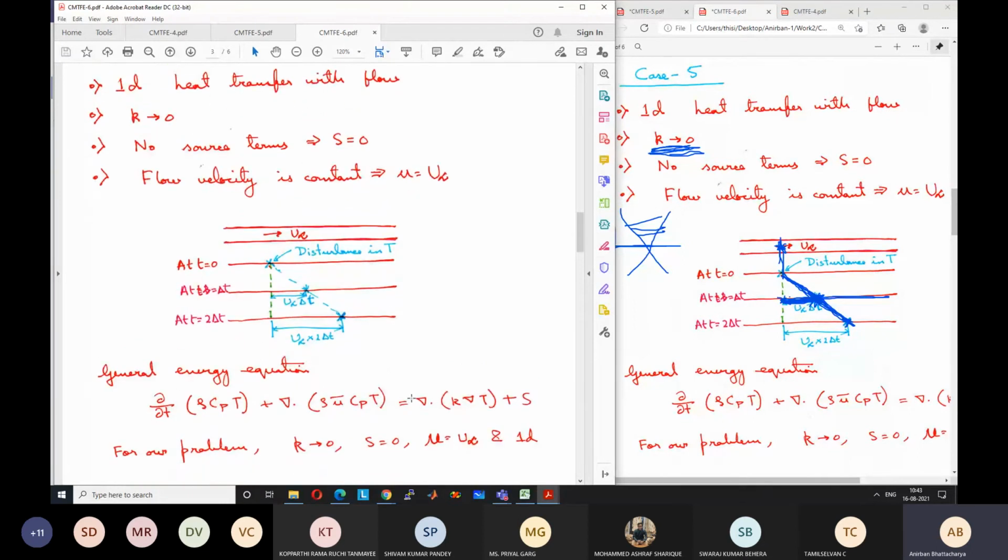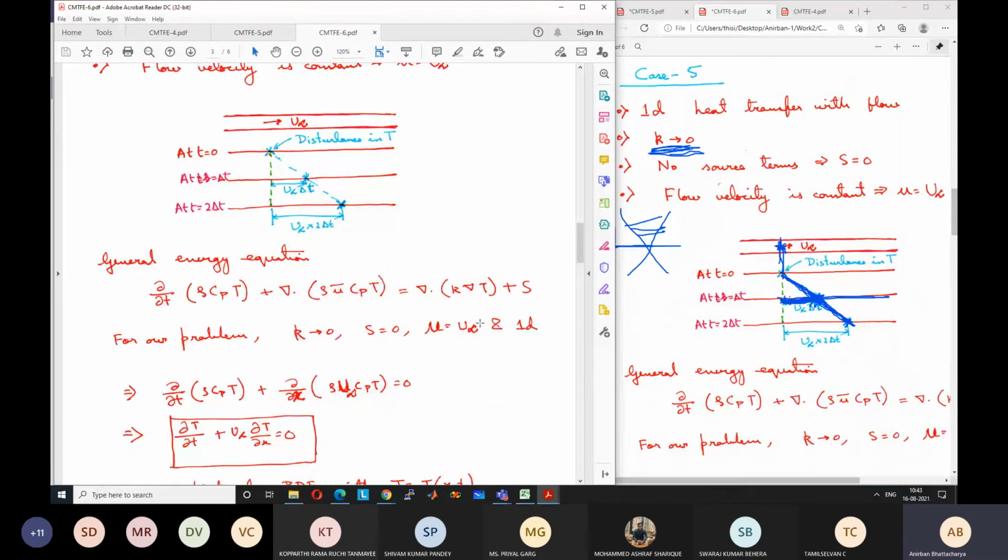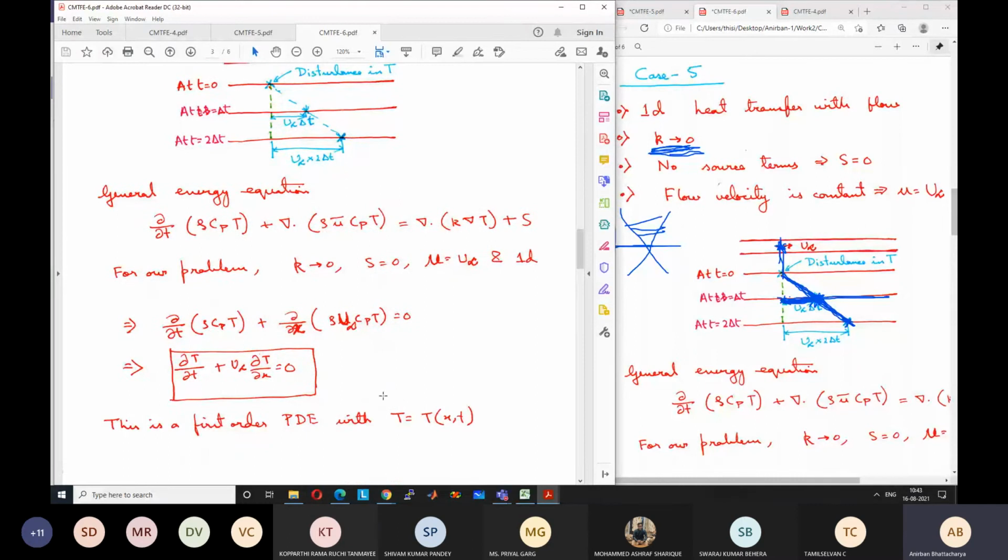u is a constant, u infinity, and we have a 1D problem, so all the derivatives can be written in terms of del del x. We can write this as del del t of rho Cp T plus del del x of rho u infinity Cp T, because u is constant. If we assume that rho and Cp are constant, we can just remove rho and Cp. We are left with del T del t plus u infinity del T del x. So it's a first order PDE, not a second order PDE, and as a result, although it is hyperbolic, it only has a single characteristic line.